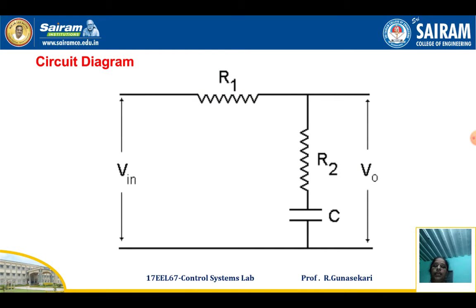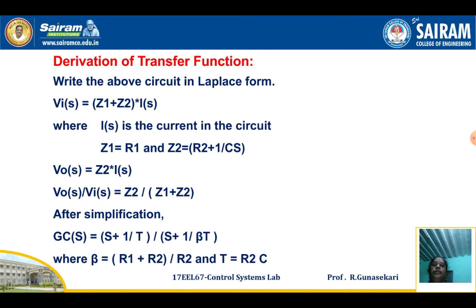Then circuit diagram. As per the circuit diagram, R1 and R2 are connected in series, and R2 and capacitor C are connected in series. Input is given across R1, R2 and C together, and then output is taken from the R2 and C combination.